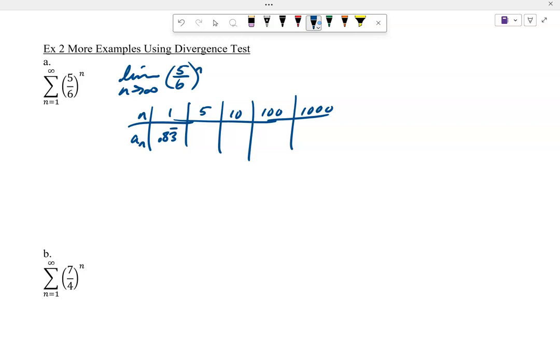Plug 5 in, right? (5/6) to the 5th, and I just punched that in with my calculator. I've got it notated here, 0.402. Plug in 5, (5/6) to the 10th power, 0.1615. We're just trying to get a feel for this. (5/6) to the 100th power is 1.207 times 10 to the negative 8, right?